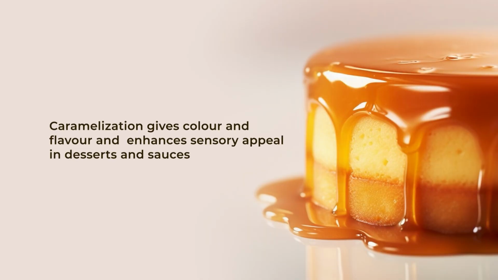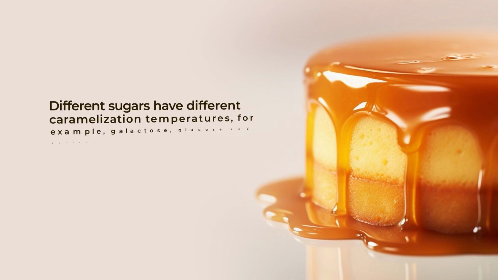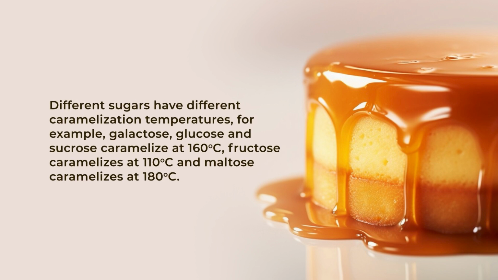Examples are toasting of bread and roasting of rice flakes, and it gives color and flavor, and sensitive characteristics particularly in desserts and sauces. Different sugars have different caramelization temperatures: galactose and glucose caramelize at 160, fructose at 110 and maltose at 180 degrees centigrade.